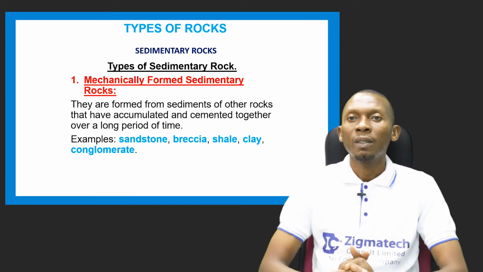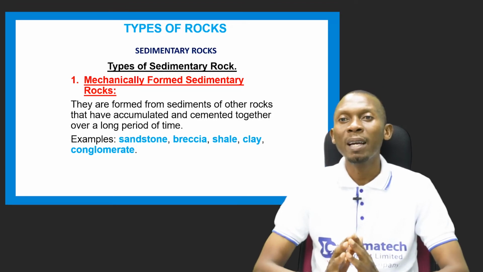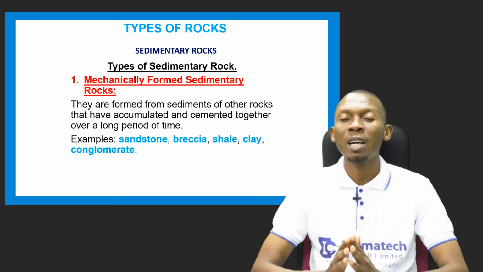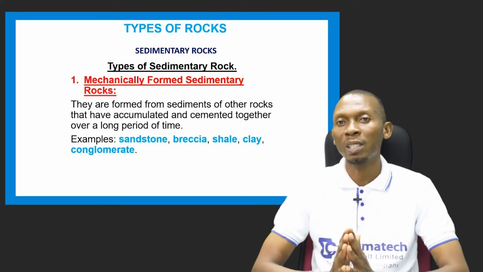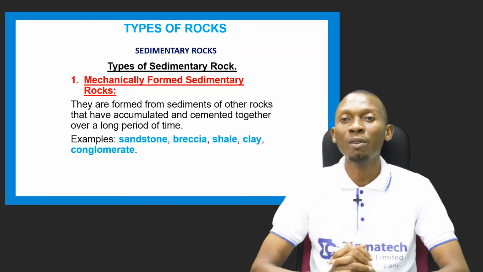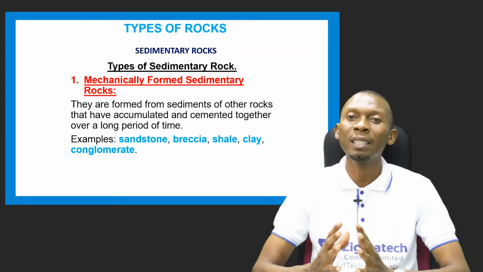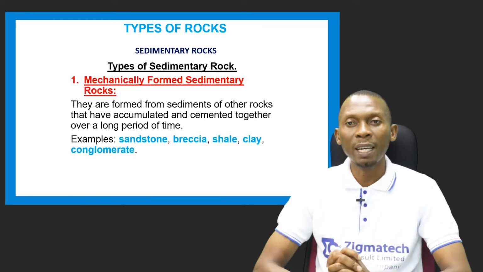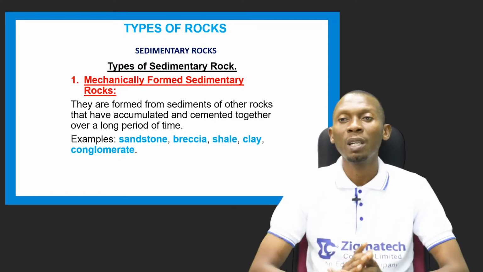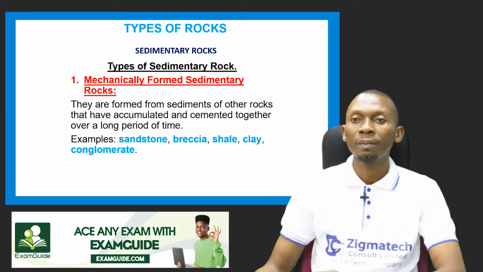Now let's look at some types of sedimentary rocks. Here we have what is called mechanically formed sedimentary rocks. We have organically formed sedimentary rocks, and we also have chemically formed sedimentary rocks. So starting with mechanically formed sedimentary rocks, these are rocks formed from sediments of other rocks that have accumulated and cemented together over a period of time. And examples of this type of sedimentary rocks are sandstone, breccia, shale, clay, conglomerate.